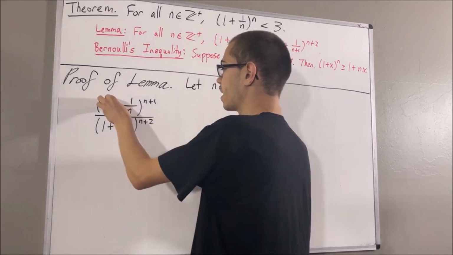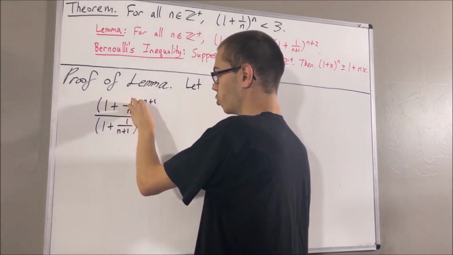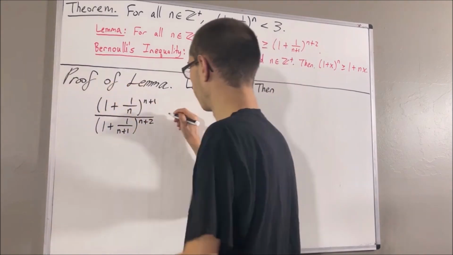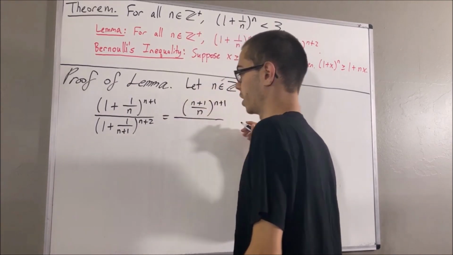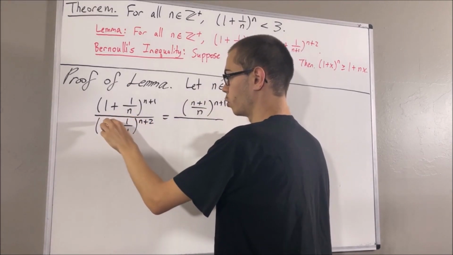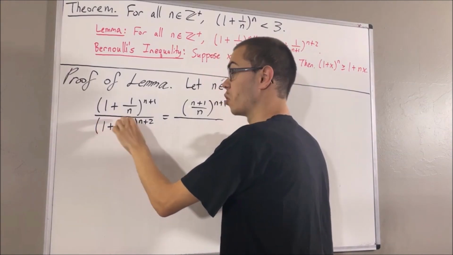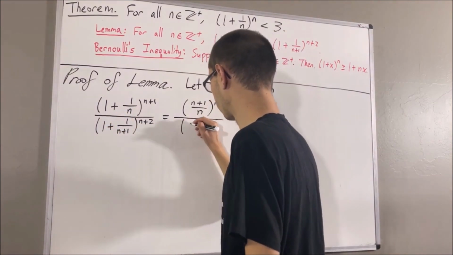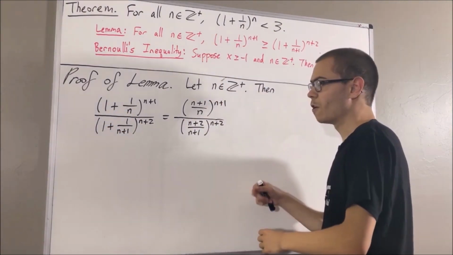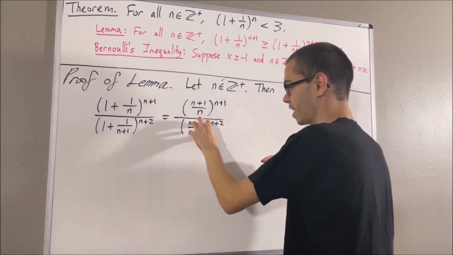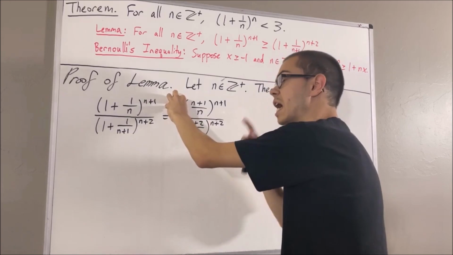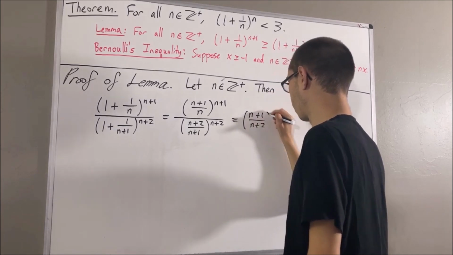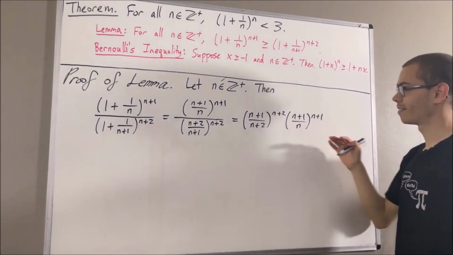Now, inside this parentheses, this is just equal to n over n plus 1 over n, which is equal to (n+1)/n. Similarly, inside this parentheses, this is just equal to (n+1)/(n+1) plus 1/(n+1), and that's just equal to (n+2)/(n+1). And now, from our properties of exponents, we can take this guy and move him into the numerator, as long as we swap n+2 and n+1.